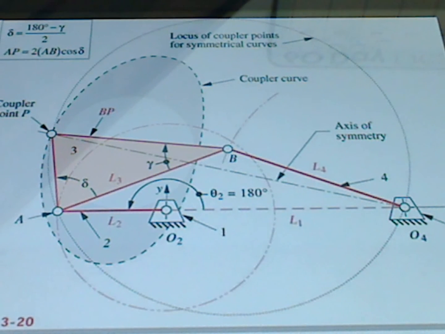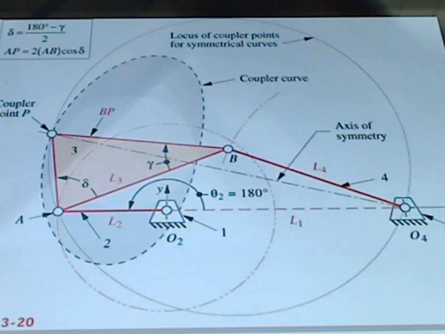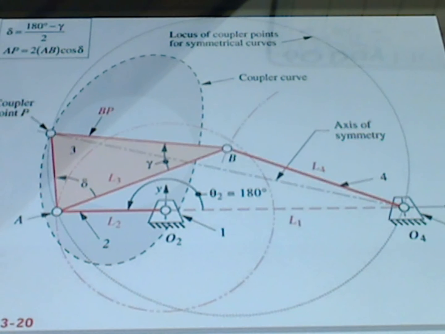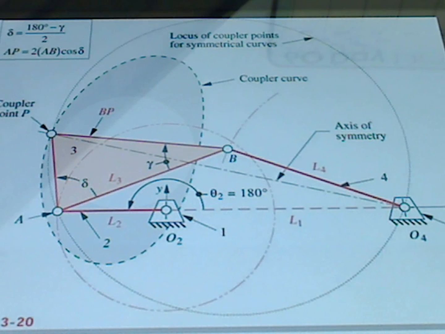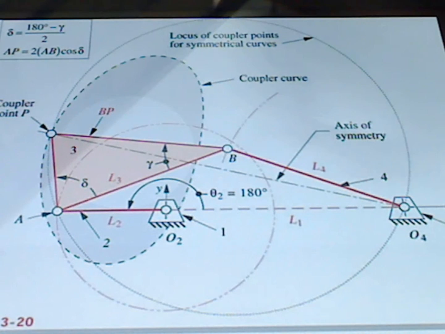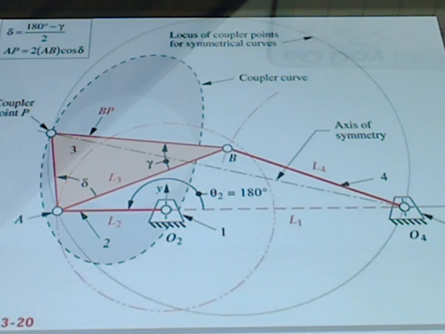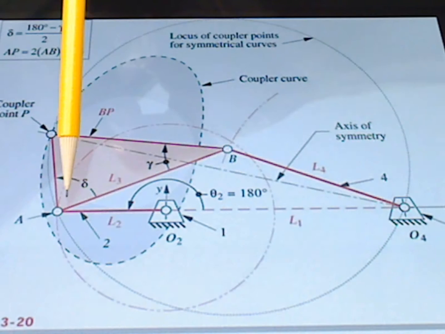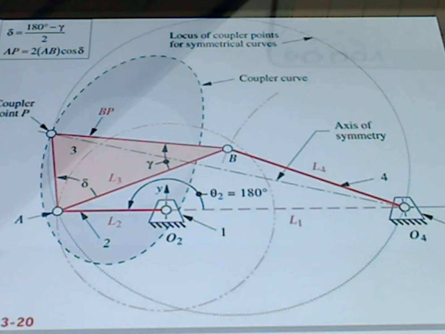And so what we'll have there is an 18-degree delta, and then we can use that in our AP equation to find AP. We'll find then that our AP is going to be equal to 2 times our AB, which is our crank length, which is 3.5. I'm sorry, our coupler length, and our coupler length was 2.5, so times 2.5, and then times the cosine of that delta, or the cosine of that 18 degrees.